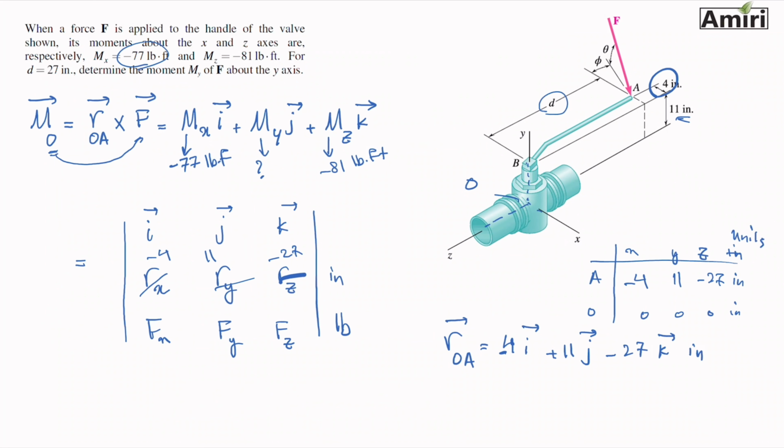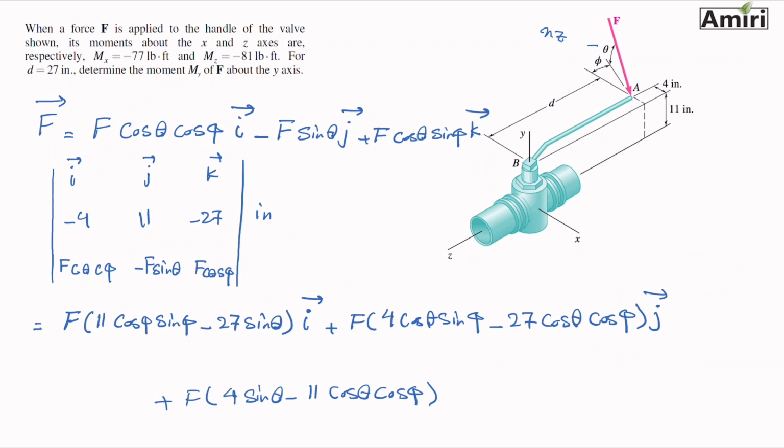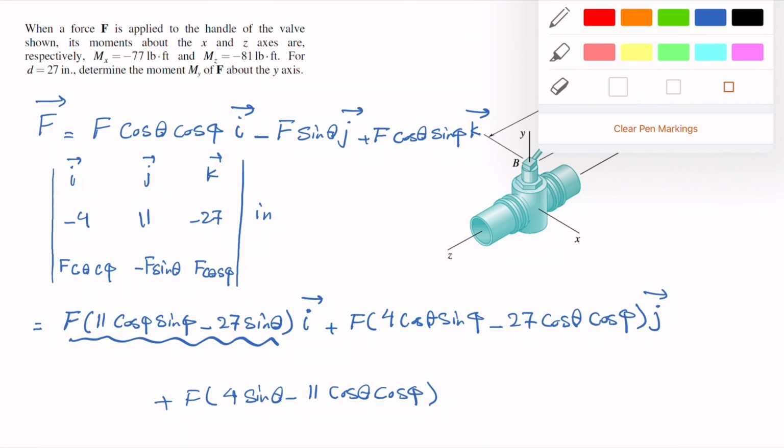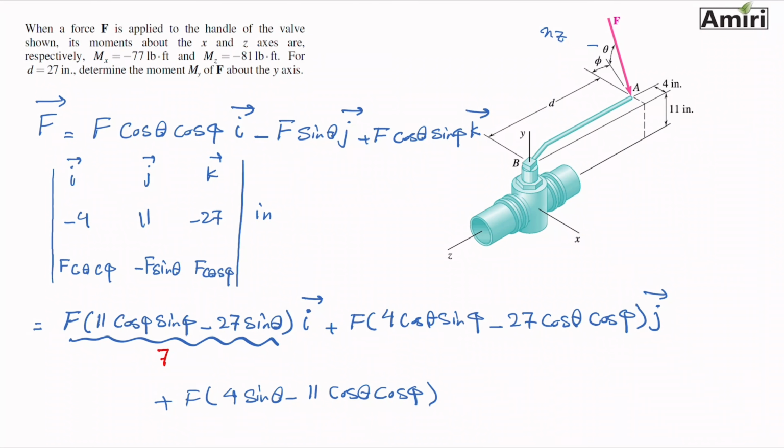Remember, from the beginning, the i component was -77. So this here, I'll change color a little bit. This one is minus 77. This one is what we have to find, and this component, sorry, I forgot a k there. I'm going to add a k there. That was minus 81 pound-foot in this one.